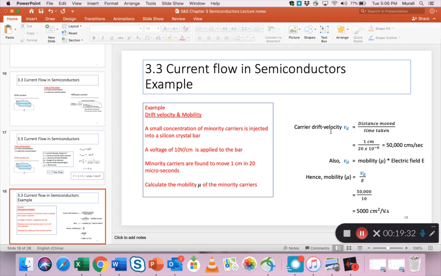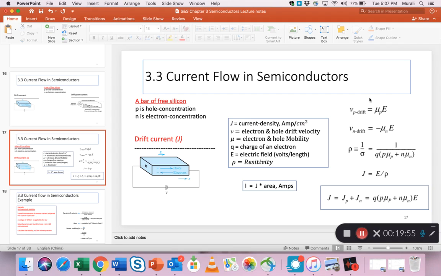Now, carrier drift velocity, or Vd, any velocity is distance moved by time, right? So that's been given, that they're moving 1 centimeter in 20 microseconds. So 1 centimeter divided by 20 gives you some kind of velocity. But we also know from the previous slide that velocity is dependent on the applied voltage, the field, and there's a constant of proportionality, mu p or mu n.